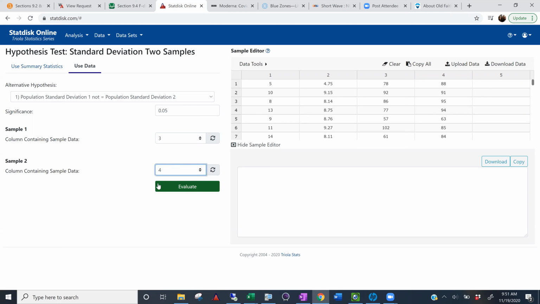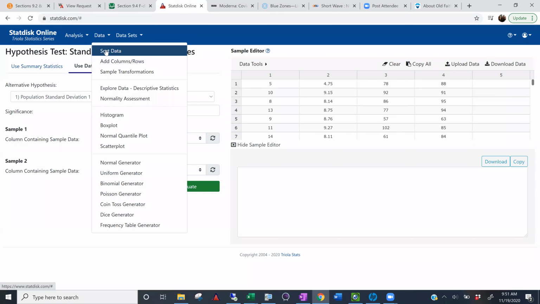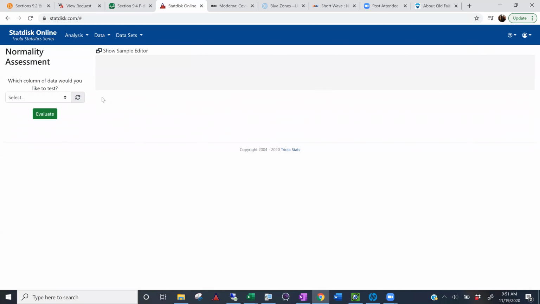Now, technically, I really should be doing something first. Actually, you know what? I am going to take time to do it first. You can keep going with this if you'd like. But I really should do this. Underneath data is normality assessment. I should look at my data and make sure that it's from a normal distribution.